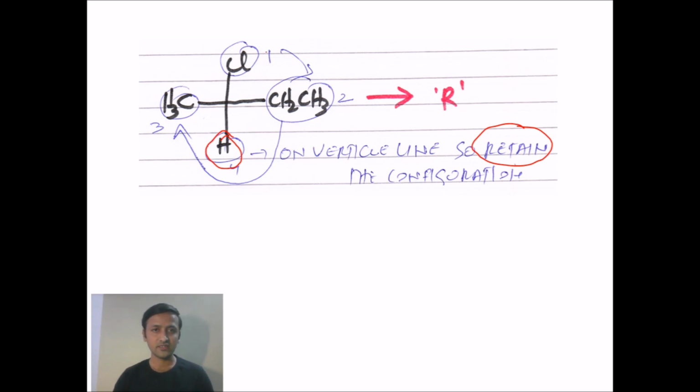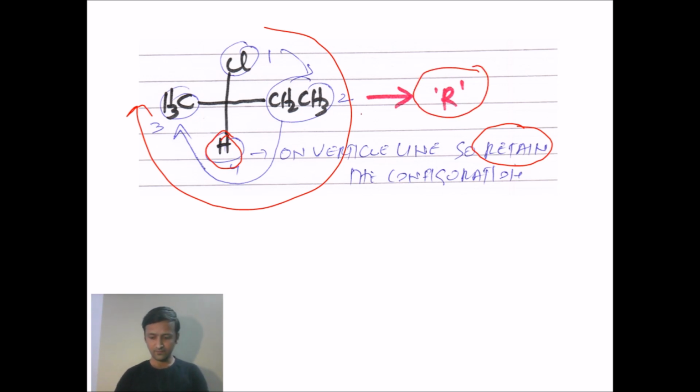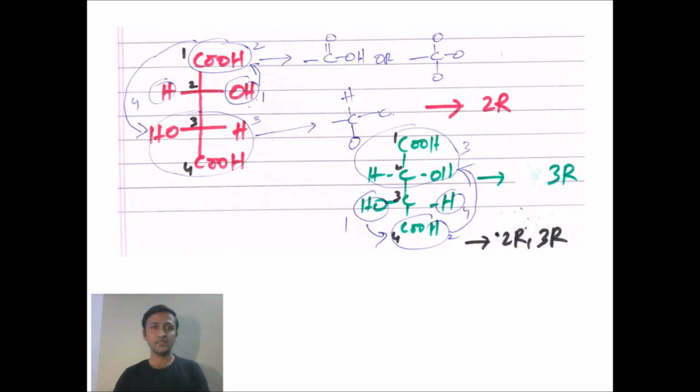Right, let's take now the direction 1 to 2, 2 to 3. So you can take the movement here, 1 to 2, 2 to 3. So you can take clockwise direction, right? And there's no need to change or invert the configuration, right? So we need to assign it as R. Right, next one and the last example I have taken is tartaric acid. In the case of tartaric acid, we have 2 chiral carbon atoms, that's C2 and C3. Right, so we need to assign for both the carbon atoms now.